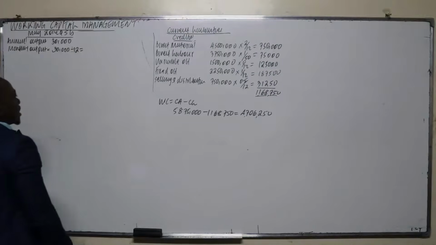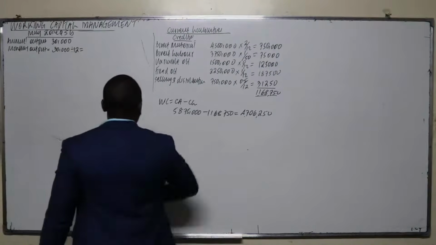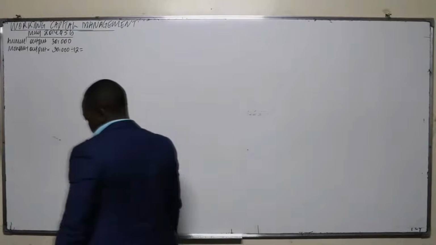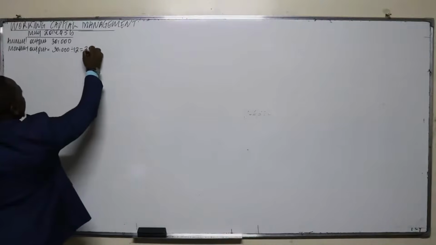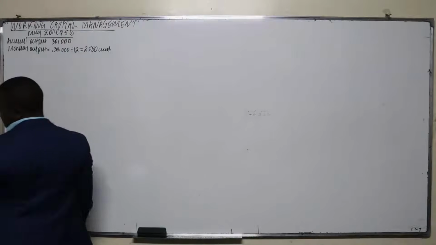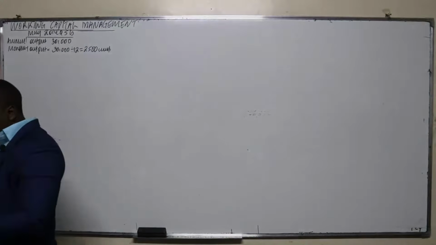What do you get? You get 2,500 units. So this is the annual output, and this is the monthly output. The board of directors of Rand Mill Limited have requested you to prepare a statement showing the working capital requirement for a level of activity of 30,000 units of output for the year. The cost structure of the production of the company's product for the above mentioned activity level is given as follows.